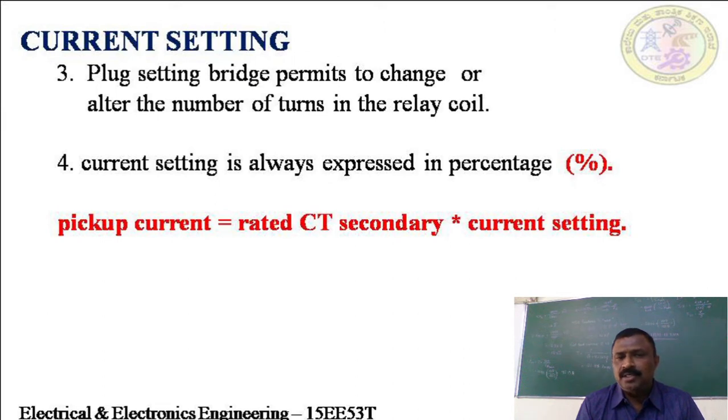Therefore, the pickup current is equal to the rated CT secondary multiplied by the current setting. As I told earlier, if it is 1 ampere, this is equal to 100%. Hence, the pickup current is equal to the rated secondary, 1, multiplied by 100%. Now the pickup current is equal to 1 ampere. Now, I want to change the pickup current to 0.5. Again the rated CT secondary is equal to 1 ampere, multiplied by 50%. 50% of 1, you will get 0.5.